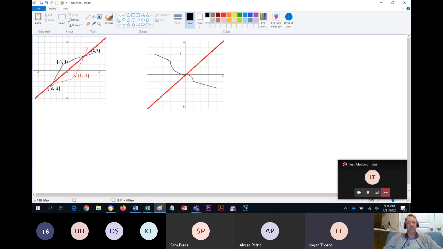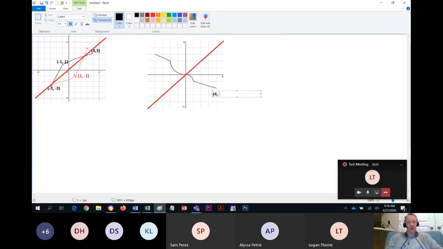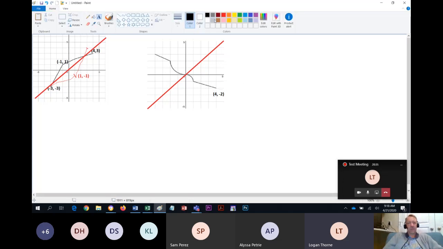So the 1 point is 4, -2 on the far right. Okay, so you're starting on this side. Okay, so 4, -2. And would that become 2, 4, or 2, -4? Neither. All you're doing is you're swapping places. So it's -2, 4. -2, +4.